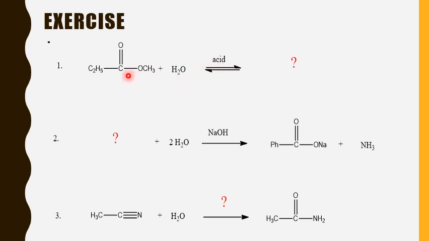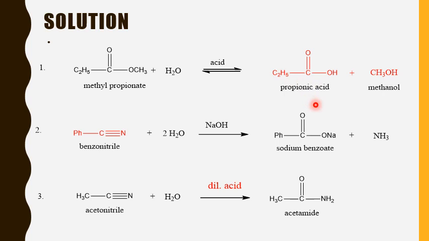We have seen that esters on reaction with water in the presence of acid give the corresponding carboxylic acid. So in the ester, just cut this, and in place of OCH3 we will get OH. That means propanoic acid. Similarly, benzonitrile will give sodium benzoate, since it is taking base catalysis and it will consume 2 moles of water for hydrolysis.